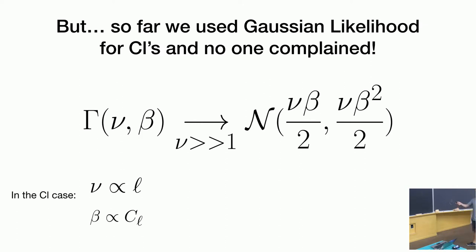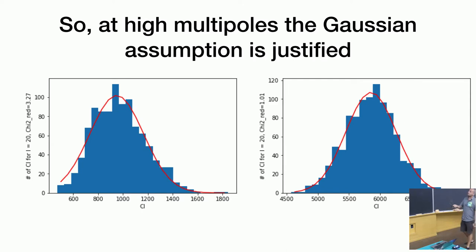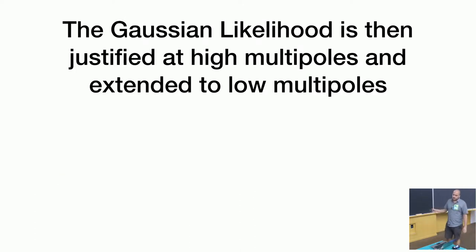So what we are saying is that if we go to high multipoles, our gamma distribution behaves like a normal distribution with the mean on the average of CL and the variance on the square of the CL, exactly what we usually know. And this justifies what I showed you before, that at L equal to 20, the distribution is not Gaussian, but is well fitted by a gamma one, while at L equal to 200, we can fit the distribution with a Gaussian. The Gaussian likelihood is then justified at high multipoles and extended to low multipoles, usually, in the analysis we do.